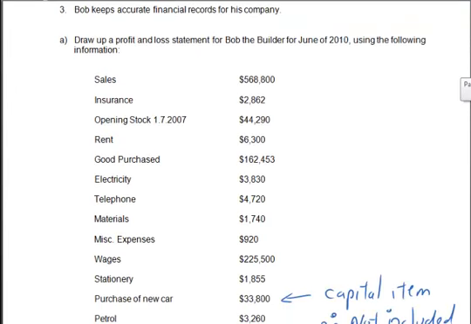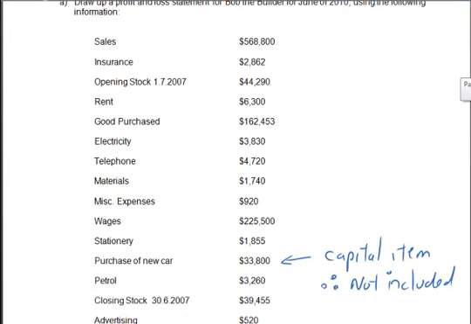Next question is a profit and loss question, and it has all the information listed there. Notice that on here is a purchase of a new car.